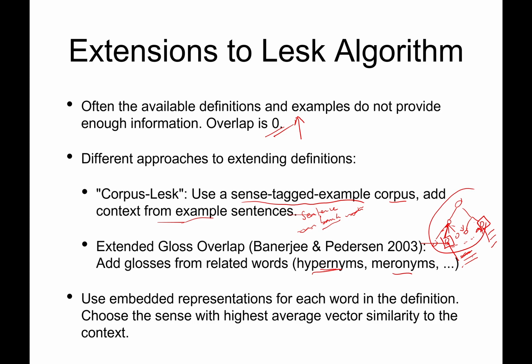Okay. Another thing that you can do is use embedded representations, so word embeddings, for each word in the definition, and then you choose the sense, and you can now do a similarity kind of thing. So now you can compute a distance, because you can represent your sentence using the embeddings, represent the examples in WordNet using the embeddings, and then compute some kind of similarity, and hopefully that gives you a better way to evaluate which synset is the closest.